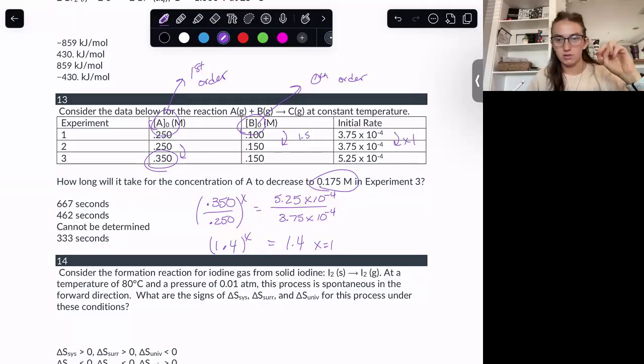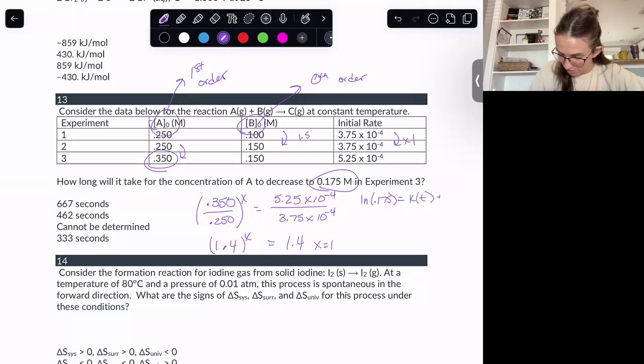So there are 2 ways that you can do this. Now that you know that it's first order, you can say that the ln of 0.175 is equal to K times T plus the ln of 0.350, right? So then you can solve. You don't know what T is because you don't know how long it's going to take. But we do know that in T1/2, you have to solve for K first. So T1/2 is ln of 2 divided by K.